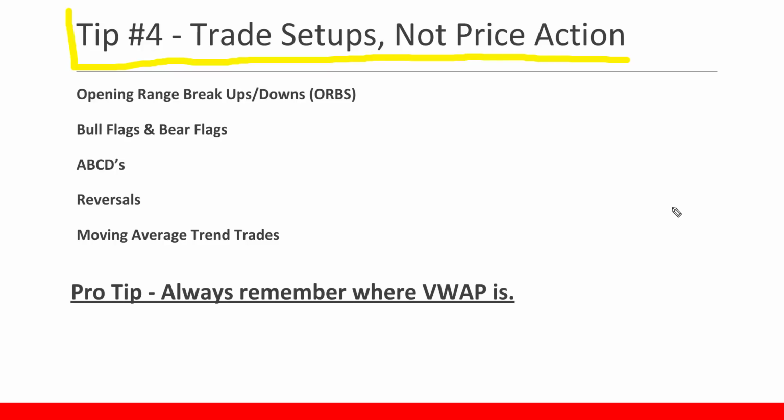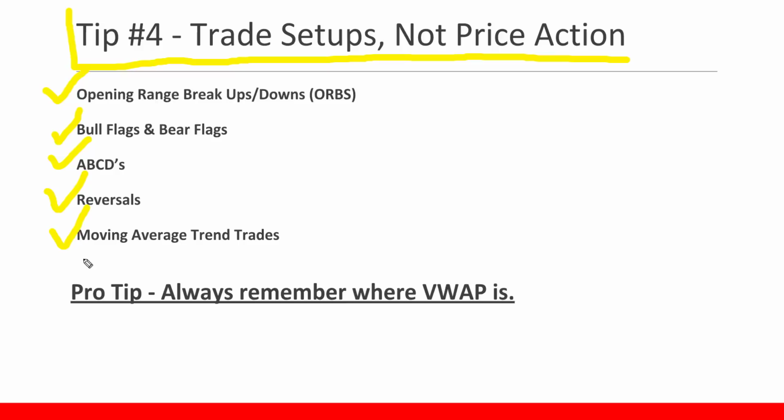We are not going to go over all of the basic strategies that we use in the room or go into the details of it, but these are the simple strategies that we look for each and every day, that Andrew trades, that I trade, that all the other moderators trade in the room. Opening range breakups and downs, the bull flags and bear flags, the ABCDs, the reversals, and the moving average trend trades. And these are all types of trades that you need to learn about and study.